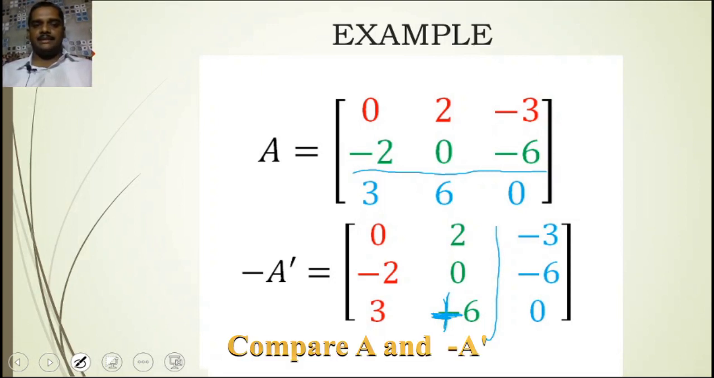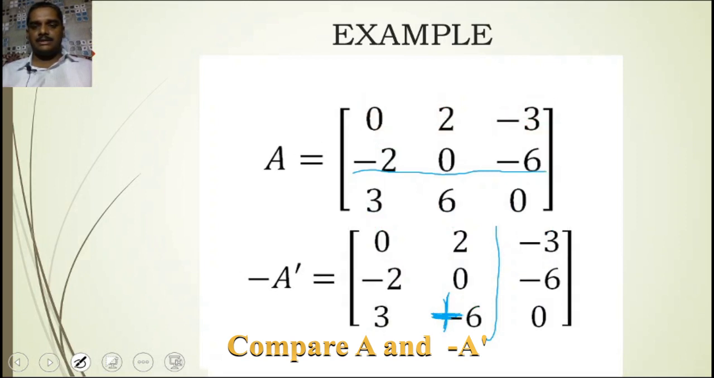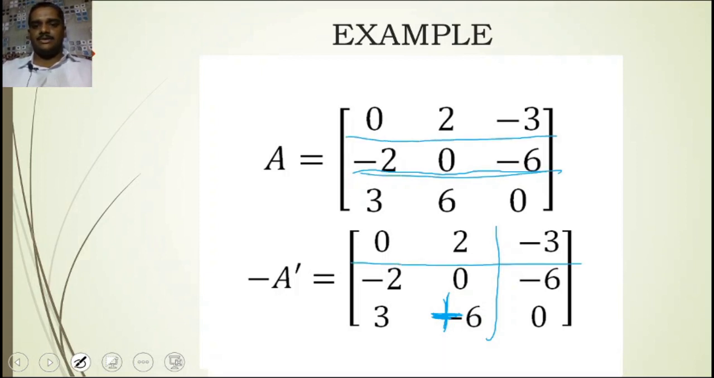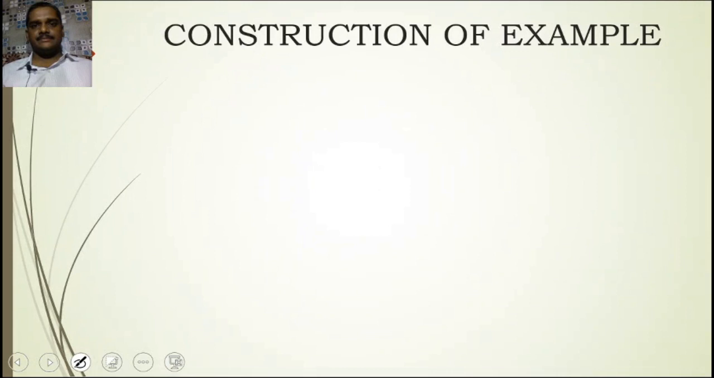Now if you compare these two matrices, A and minus A transpose, you can see the first row is matching with the first row, the second row is matching with the second row, and the third row is matching with the third row. So the two matrices are one and the same. So A equals minus of A transpose, and this given matrix A is a skew-symmetric matrix.